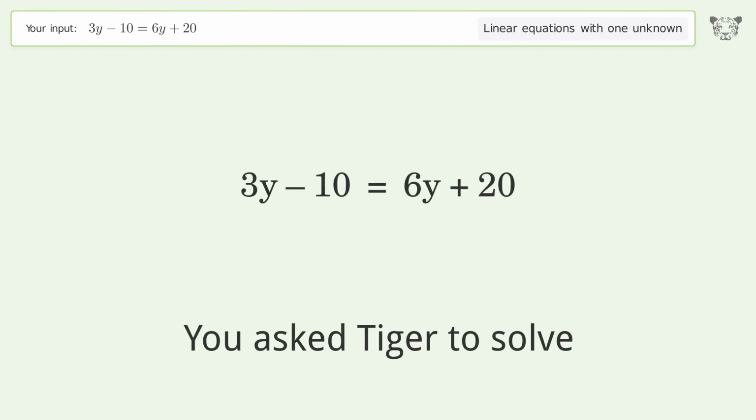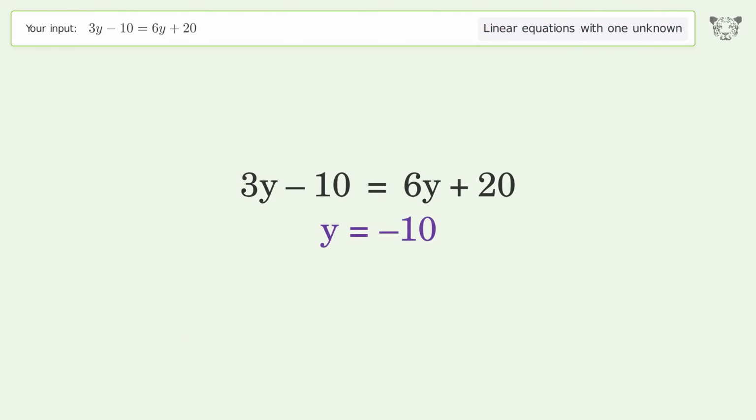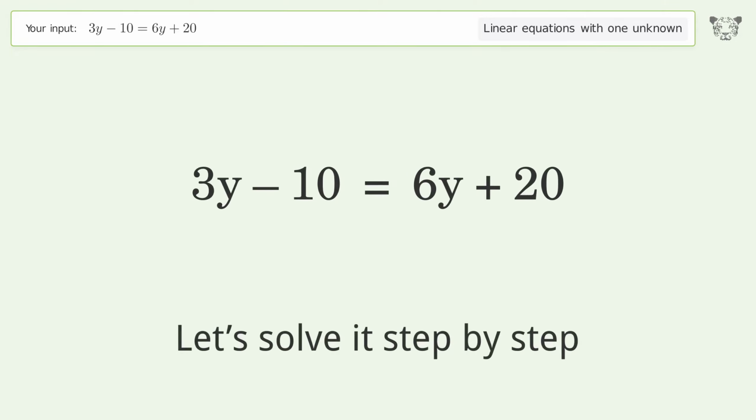You ask Tiger to solve. This deals with linear equations with one unknown. The final result is y equals -10. Let's solve it step by step.